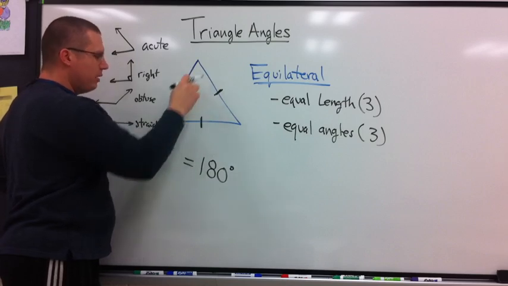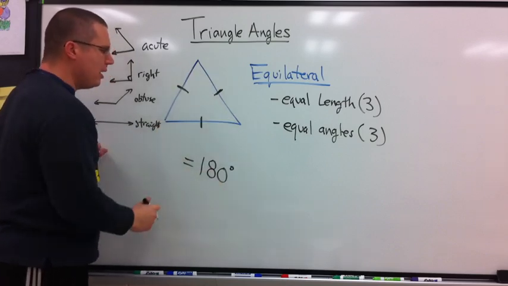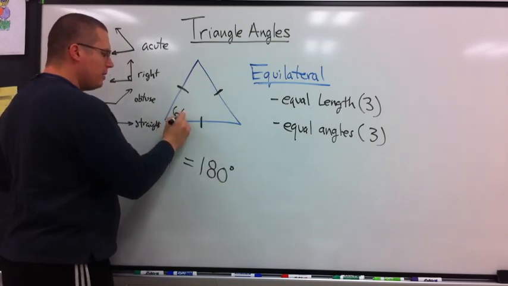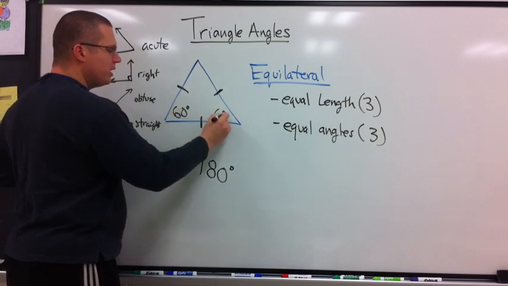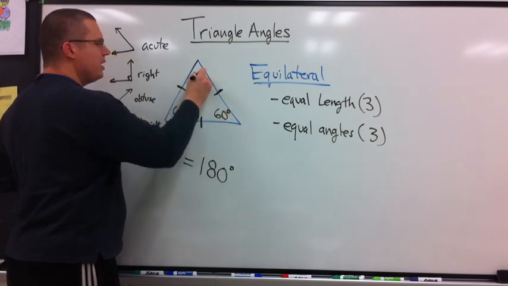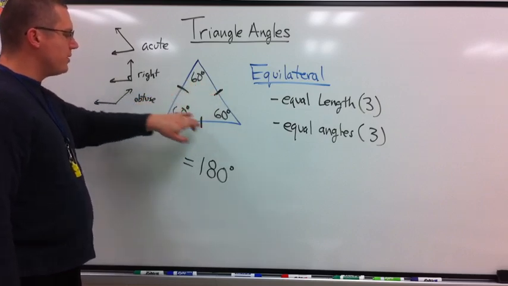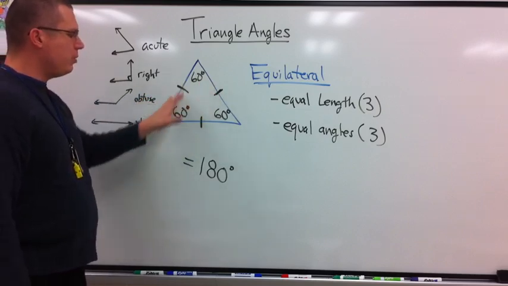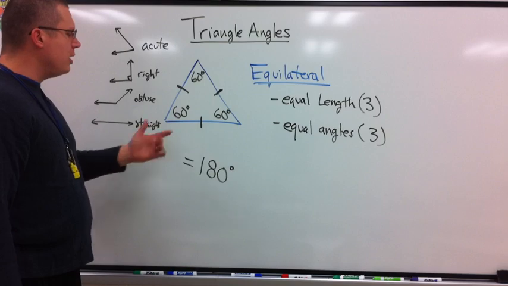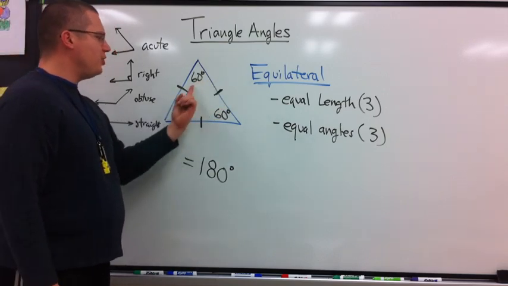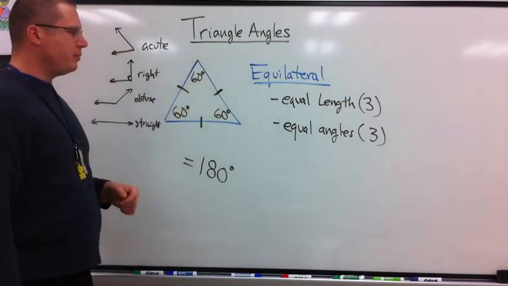So what number added 3 times gives me 180? Well, it has to be 60 degrees, 60 degrees, and 60 degrees. Equilateral. 3 congruent sides, 3 equal sides, 3 equal angles. In an equilateral's case, it just happens to be 60.